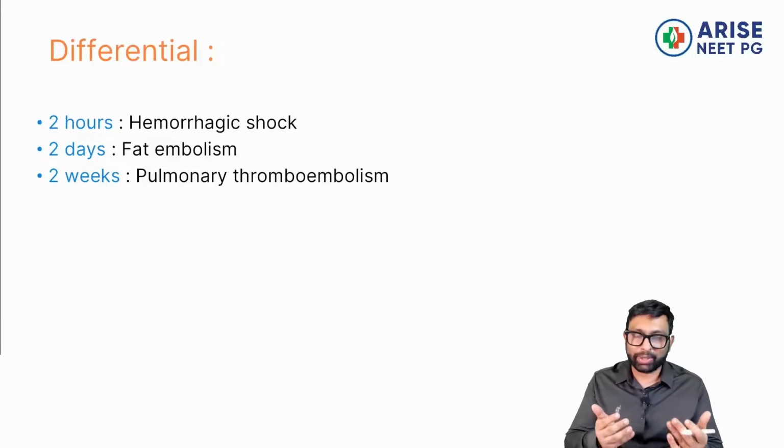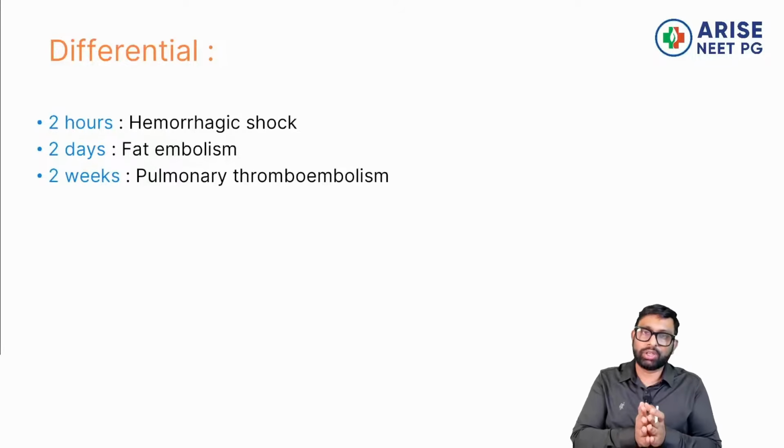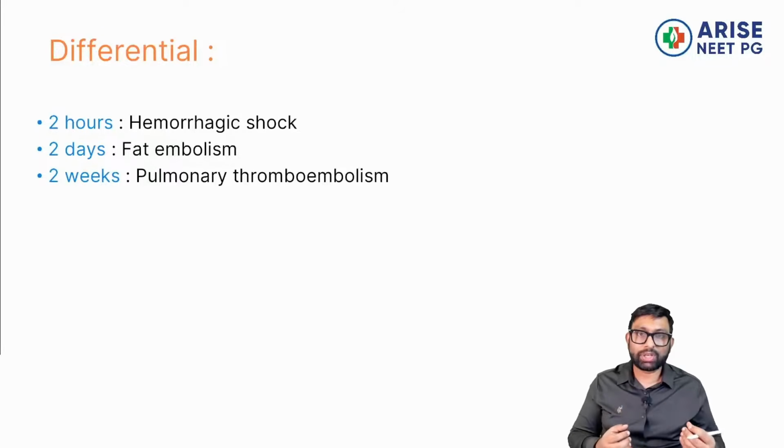Imagine a polytrauma patient comes to you, or a femur shaft patient comes to you immediately post injury. He'll have a lot of bleeding. Femur shaft, usually there will be bleeding of 1.5 liters. So when there is significant bleeding, he can go into hemorrhagic shock. Or the same patient can go into fat embolism, or the same patient can go into pulmonary thromboembolism.